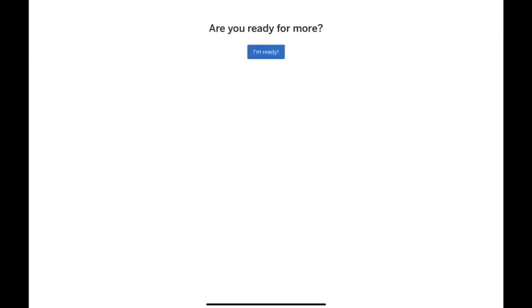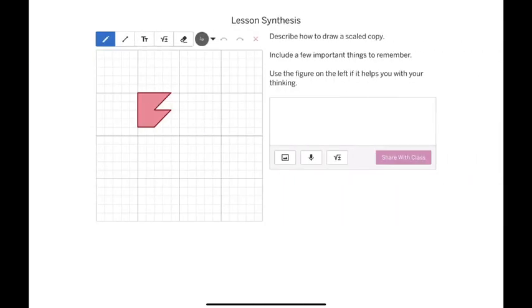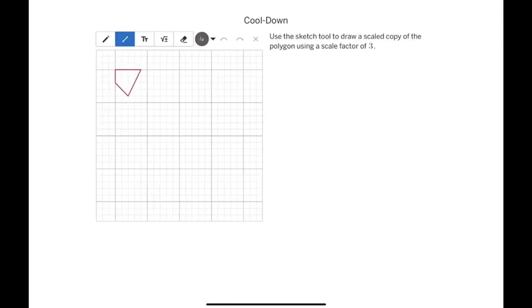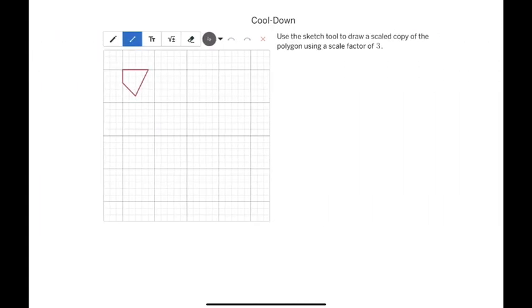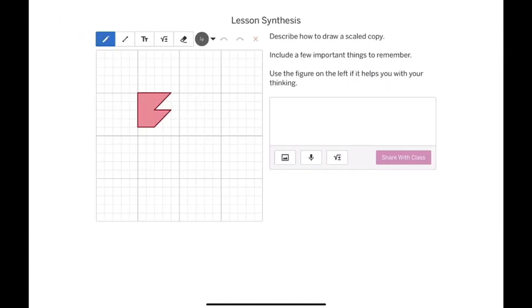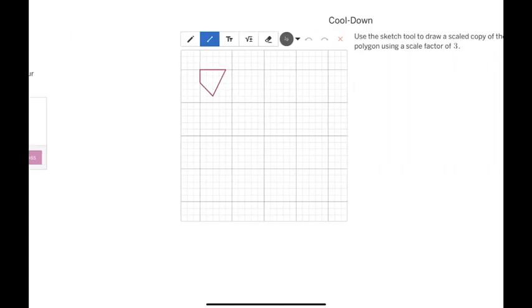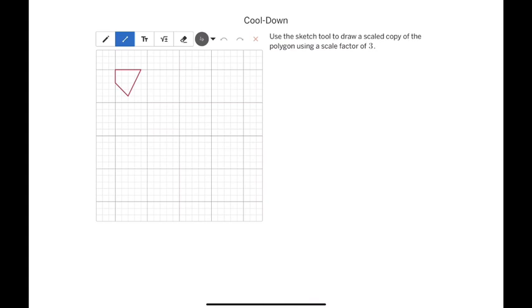Here you're going to challenge yourself to do more, and then we're going to get to the lesson synthesis. So describe how to draw a scaled copy. Include a few important things to remember. Use a figure on the left if it helps you with your thinking. So after you do these, the teacher can check them. Use the sketch tool to draw a scaled copy of the polygon using a scale factor of 3.